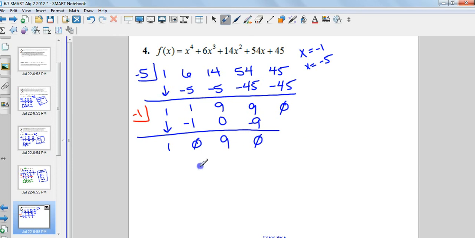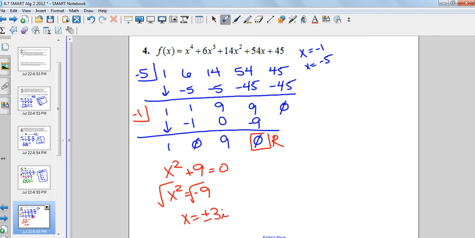So if I think about what's happening here, remember this is a remainder, so ignore that completely. We have an x squared, no x's, and then a plus 9. And we're supposed to find our solutions. Well, similar to a couple problems ago, we're going to end up with i's. So you can either factor it, or you could subtract the 9, and then square root both sides. And remember, when you square root a negative, you get positive and negative 3i in this case.